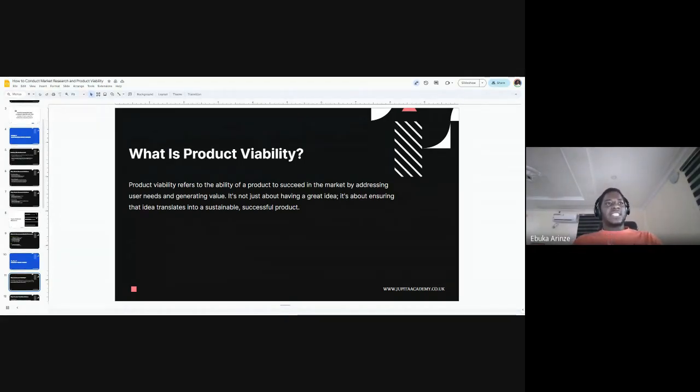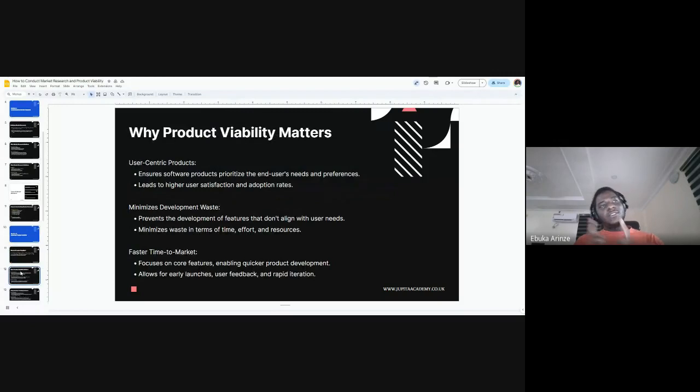So you have to understand that having an idea is not all. The process of ensuring that your idea translates into a sustainable and successful product is very, very important, and is the whole of product viability. Then we'll do this chit chat of why it matters before we get into the nitty-gritty. Why it matters. So the first thing we're going to consider is user-centric product.